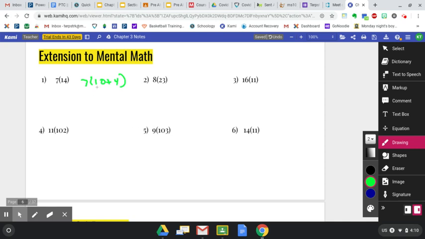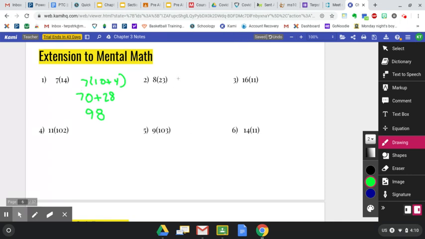Or I could do 10 plus 4 is 14, and I know that 7 times 10 is 70, and 7 times 4 is 28. And then in my head, I could say, okay, 70 plus 28, that's 98. So 7 times 14 is 98.